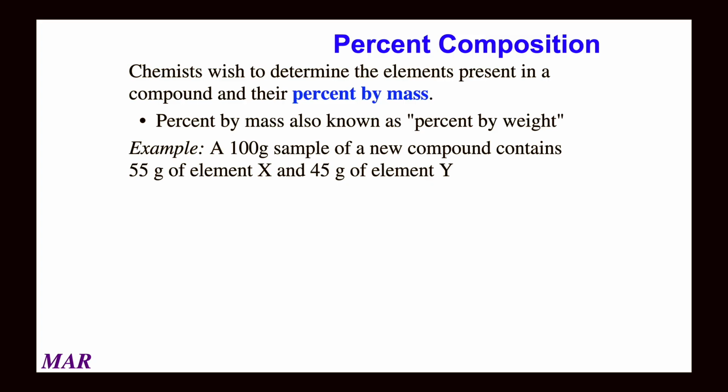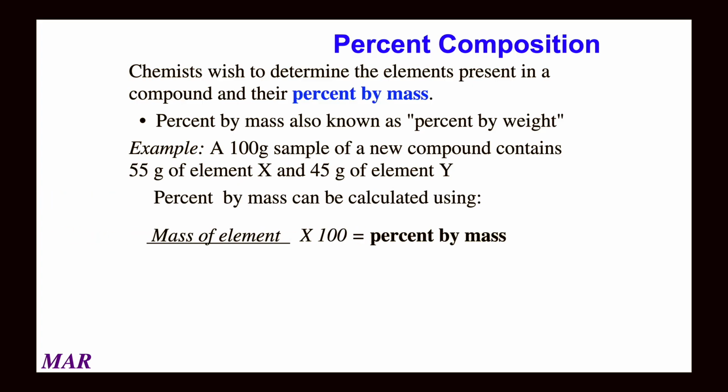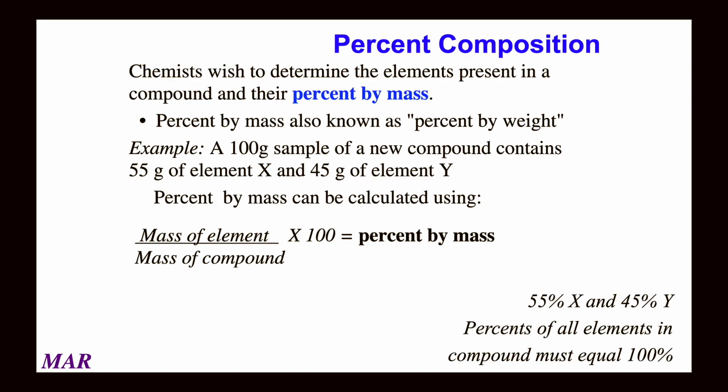Let's say we have a new compound. It has 55 grams of X and 45 grams of Y. And if we have 100 grams from it, I wonder what the percent composition would be. No problem. It's almost always mass of everything on the bottom and mass of what you're looking for on the top, times 100%. So in this case, if you were curious as to the percent of X, you would have 55 grams of X on the top divided by 100 grams total times 100%, 55% X.